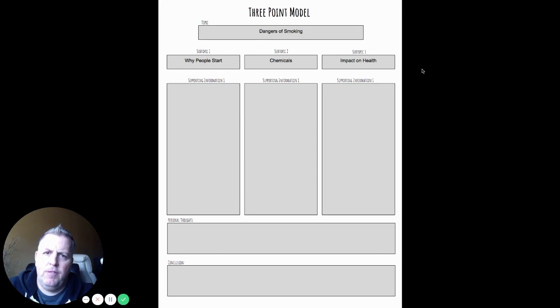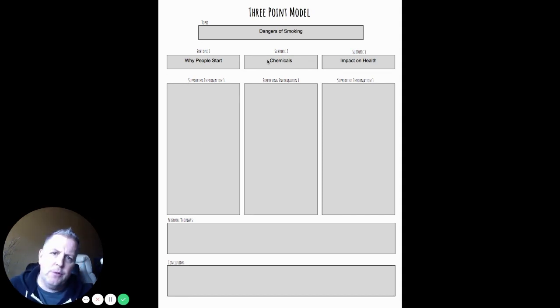Here's an example of my outline now for the topic. I'm addressing dangers of smoking, and I've narrowed down my subtopics to why people start, chemicals found in cigarettes, and the impact on health, or its impact on health. So here's where I will start filling in the information that I acquire.